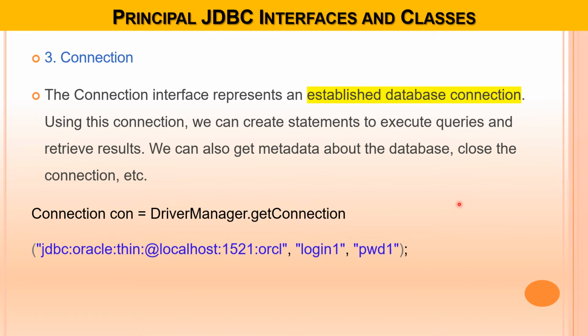Now the third thing is a connection. The connection is an interface. We have already studied this Connection interface, and it has a number of components. It represents an established database connection. This will establish a database connection with our JDBC database.